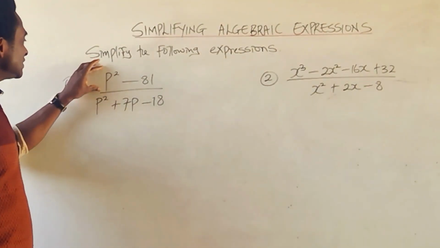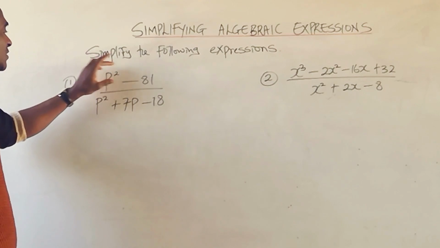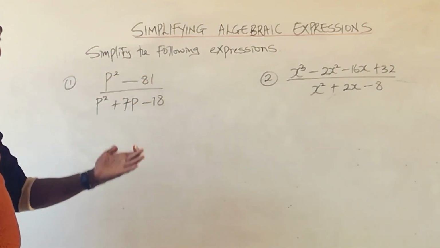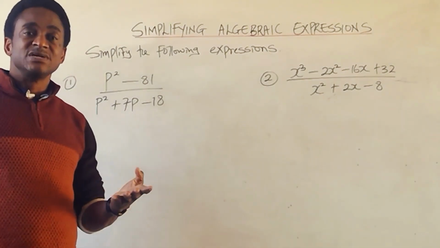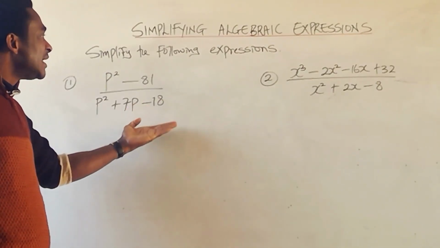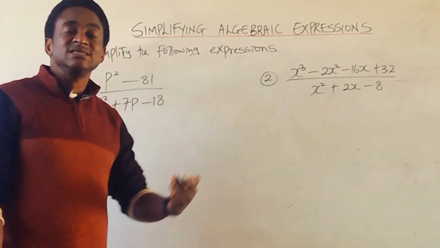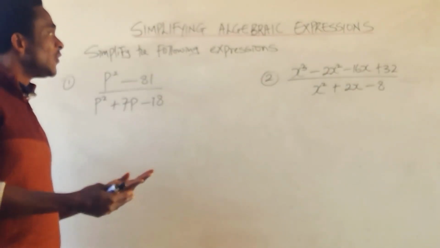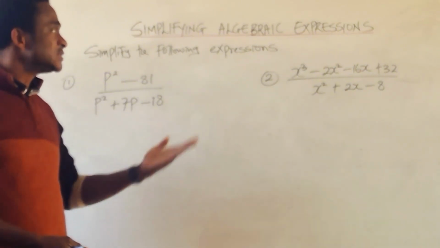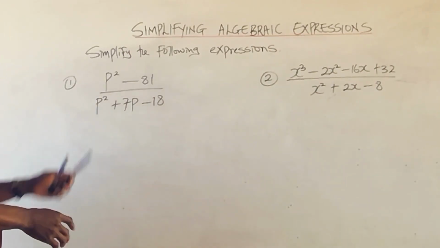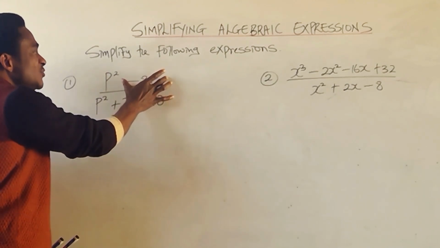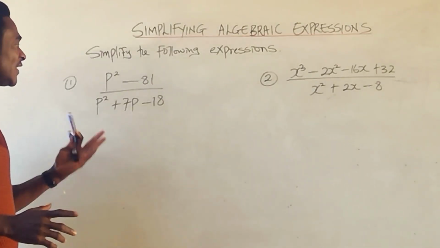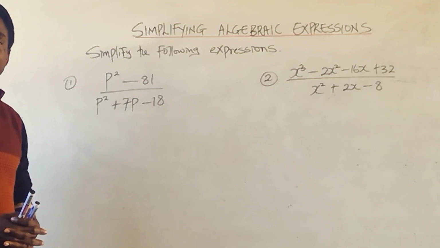Now, if we look at this, in the numerator we have p squared minus 81. The first thing we must always do is to figure out the type of factorization, or the method of factorization, that we can use to break down both the numerator and the denominator, and then we look out for what can cancel out so that we get a simplified expression. Let's start with this first one. What we have in the numerator can be factorized using the difference of two squares method.